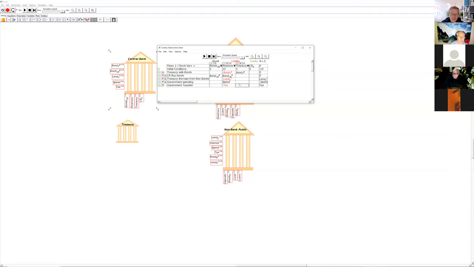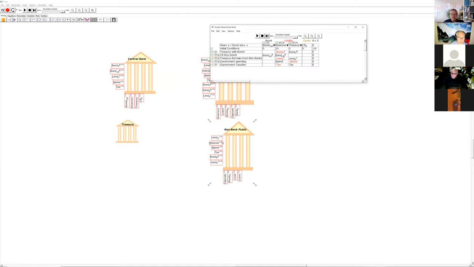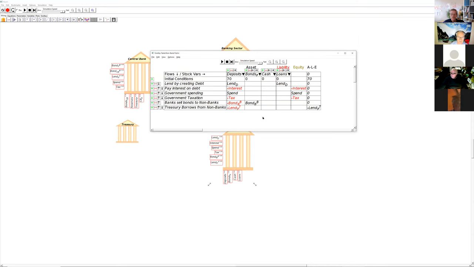That's the operation: Treasury borrows from non-banks. That's a minus. So let's make this a lend to the public from the Treasury. So that actually works. But what's actually going on, let's put spending and taxation here. Spending is going to reduce the amount of money in the Treasury account. Taxation is going to increase it. So I've got that lending operation turning up there. I might continue playing with this later and see what actually happens with the overall process.